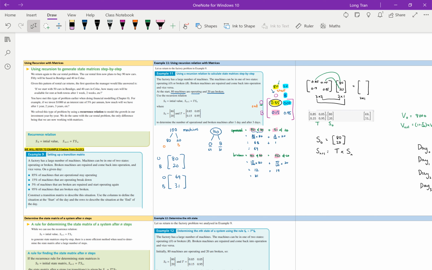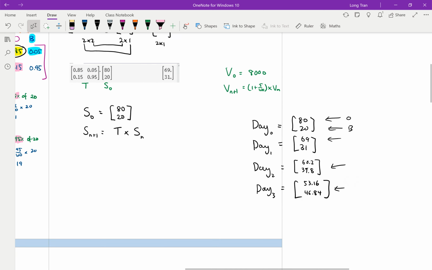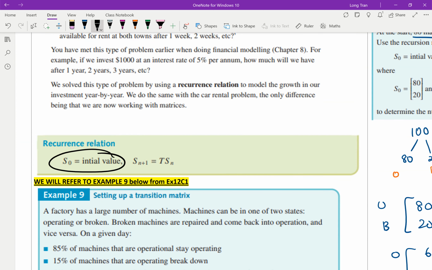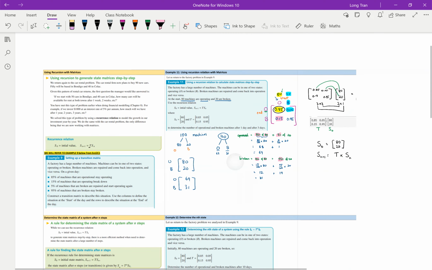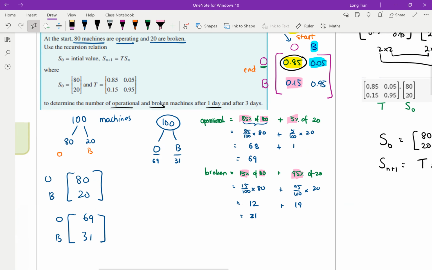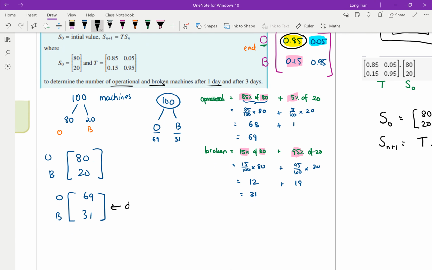So this tells you how to do it recursively, and you can see how the technique works. S0 is how much you start off with, and then you take the previous one and multiply it to the transition matrix. That's how you move forward. So in answering this question, they want to determine the number of operational and broken machines after a certain number of days. Well, we got day 1. The answer was, this is day 1.